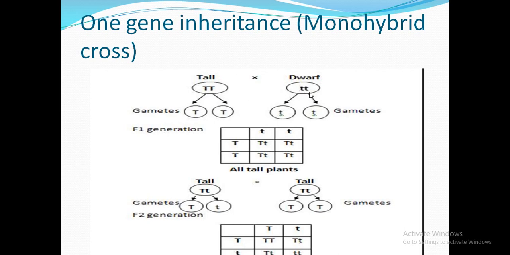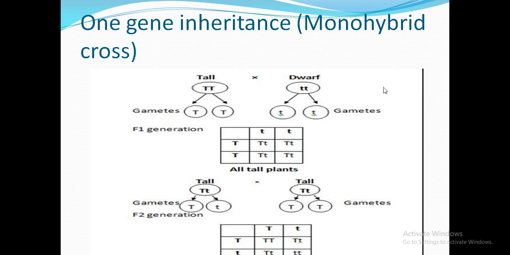It is also called inheritance of one gene, which is represented here. Now, the tall plant produces gametes containing the dominant allele. So it is a pure breeding tall plant, and all the gametes contain the dominant allele here, and the dwarf plant produces gametes containing the recessive allele. Now, when these gametes fuse, the gametes are shown in the Punnett square here.